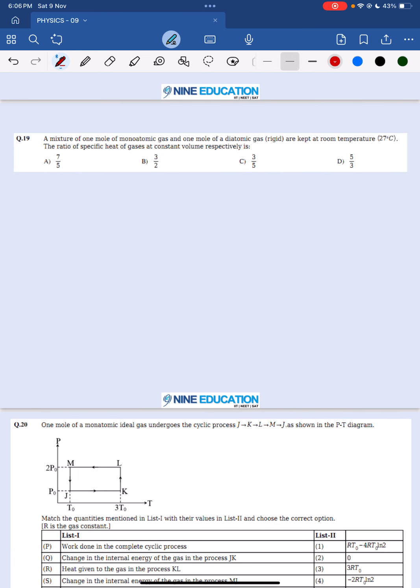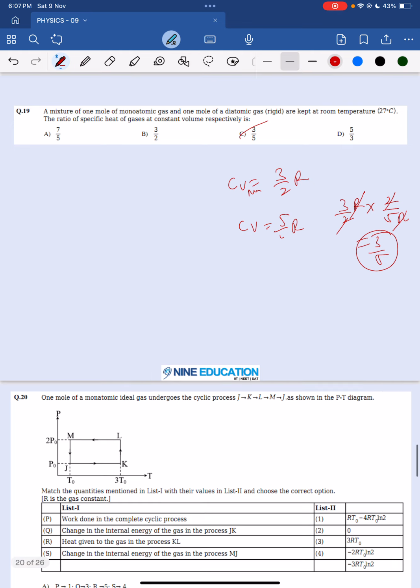What we are able to see here, a mixture of 1 mole of a monatomic gas and 1 mole of a diatomic gas. They are at room temperature and we are looking to figure out the ratio of the specific heat capacity. They are asking the ratio of CV, bachcho. The ratio of CV is very easy, sir. What is CV, sir? CV equals 3/2R for monatomic, and for diatomic it is going to become 5/2R, correct? So basically 3/2R into 2 by, this is going to become R, so this will be R by 2R, this will be 3/5. So 3/5 shall be our answer.